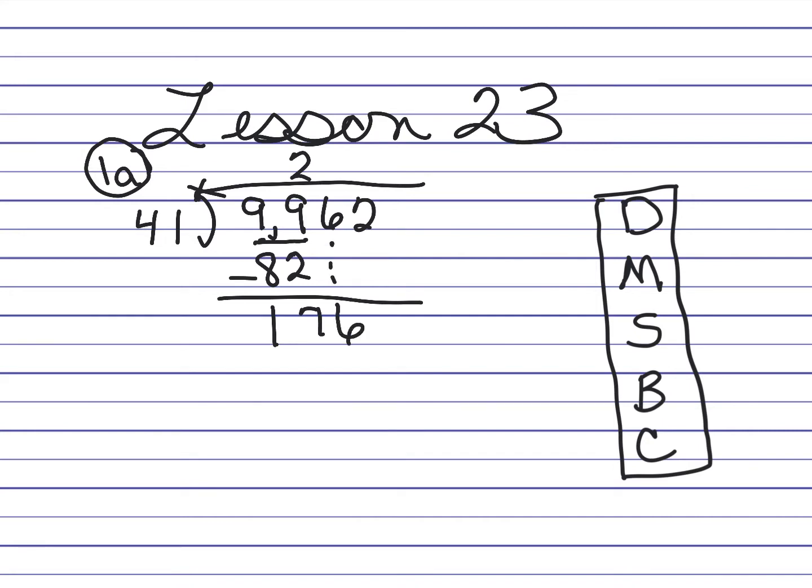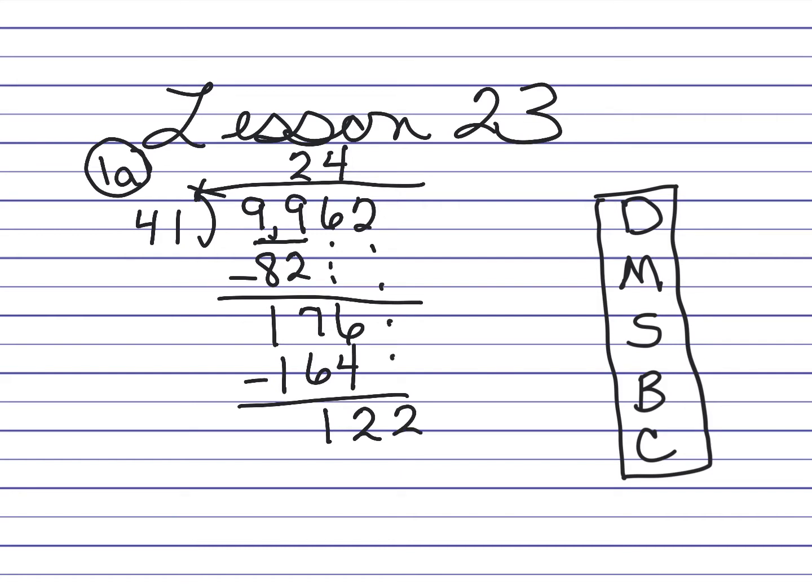Now I have 176 divided by 41. I'm going to count up by 4s to see how I get close to that. 4, 8, 12, 16, 20. Oops, I'm going to go with 16. So 4 times 4 is 16, so I'm going to go with 4. 4 times 41 is 164. I'm going to subtract. I get 12, and then I'm going to bring down my last 2.